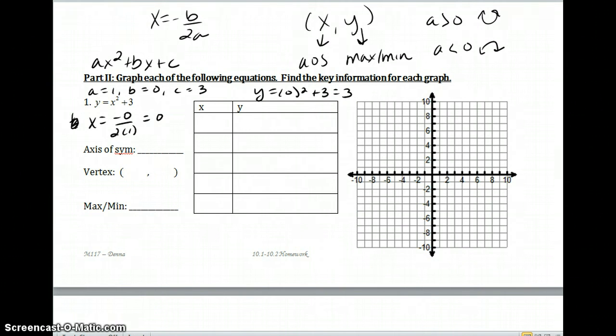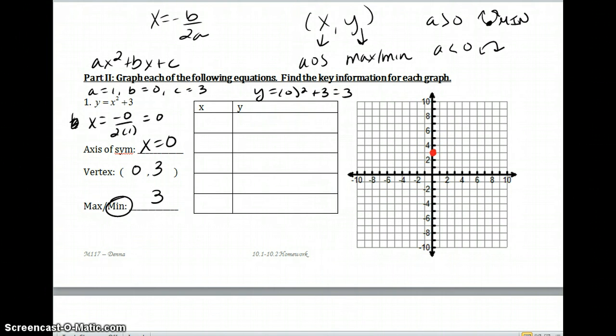And then your axis of symmetry is x equals 0. Remember to always write it as an equation of a line, otherwise you will lose points. And since a is positive, that means our graph is going to open up, which means we have a minimum at 3. All right, let's go ahead and plot the very first point. So 0, 3.